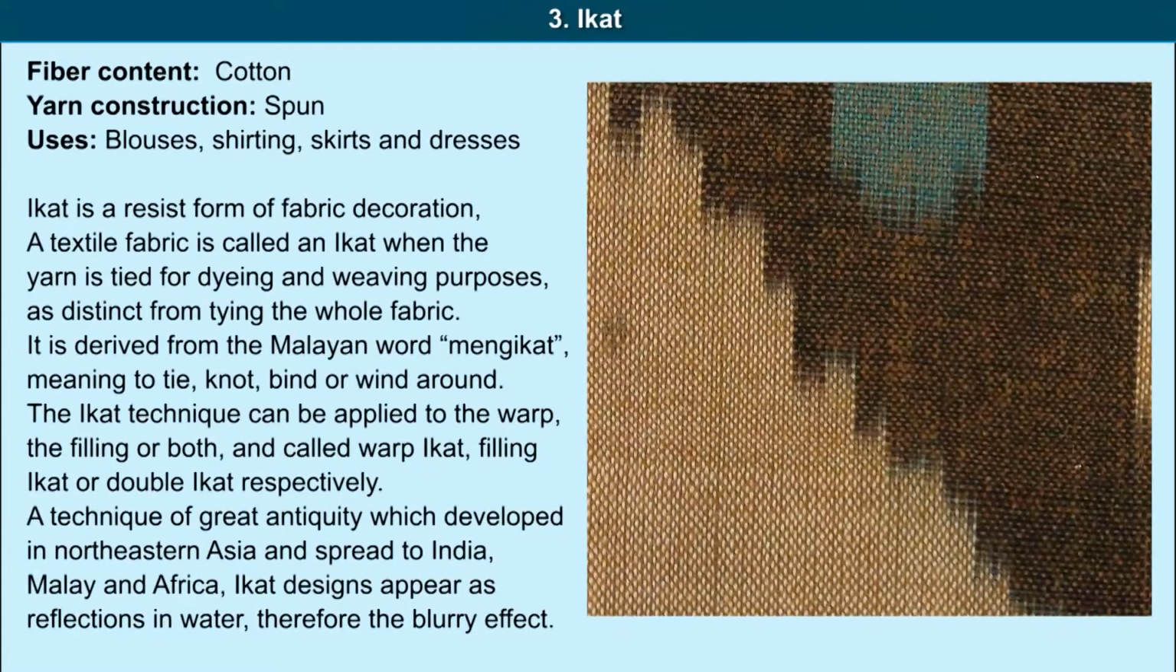Ikat. Ikat is a resist form of fabric decoration. A textile fabric is called an ikat when the yarn is tied for dyeing and weaving purposes, as distinct from tying the whole fabric. Derived from the Malayan word mengikat, meaning to tie, knot, bind or wind around. The ikat technique can be applied to the warp, the filling or both, and called warp ikat, filling ikat or double ikat respectively. A technique of great antiquity which developed in northeastern Asia and spread to India, Malaya and Africa. Ikat designs appear as reflections in water, therefore the blurry effect.